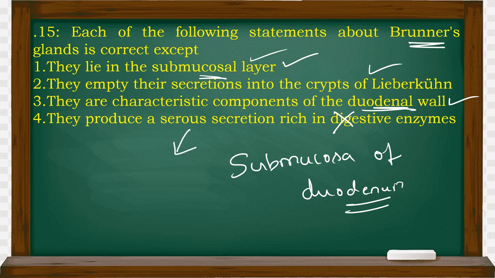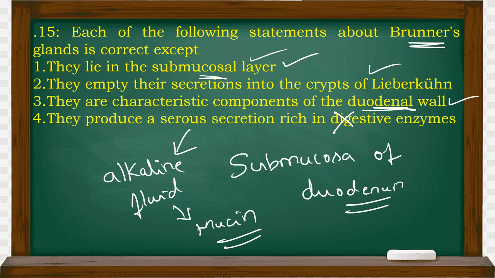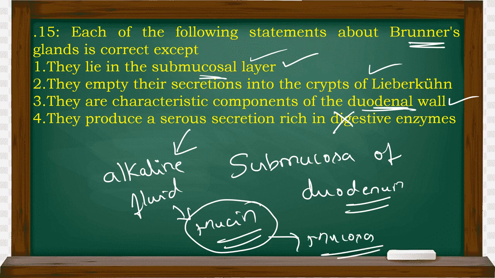They secrete an alkaline fluid, and this alkaline fluid is called mucin. Mucin is a substance secreted by Brunner's gland, and it is protective in function. It protects the mucosa. This mucin is a chemical substance that protects the mucosal layer. Therefore, option number 4 is the wrong option, which says it secretes digestive enzymes.